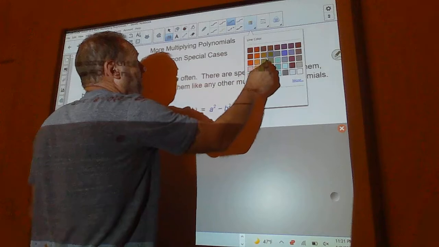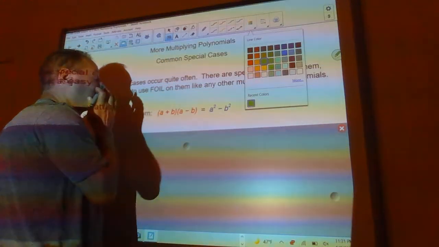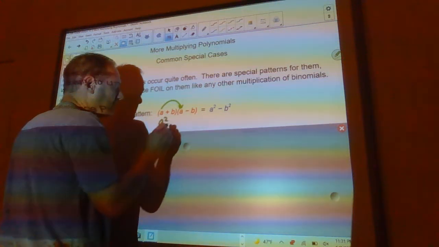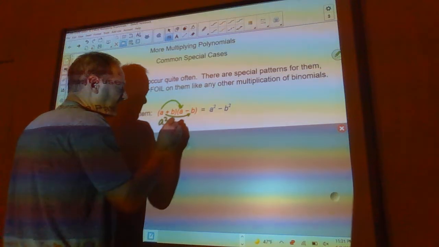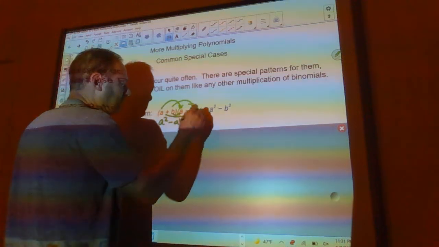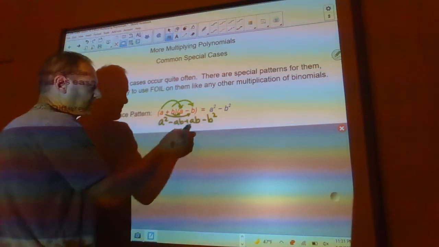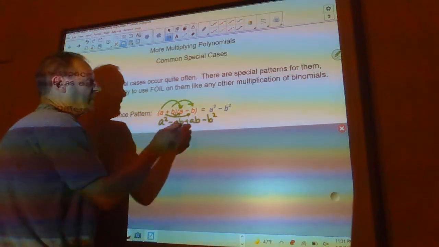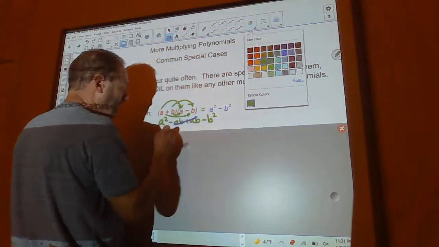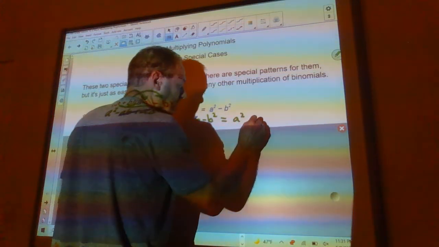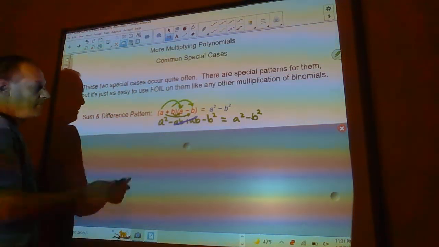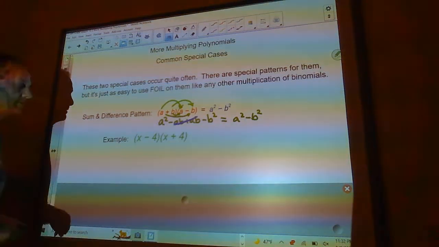Now we can actually prove this pretty simply. If I take this and I FOIL it, first would be a squared. Outside would be minus ab. Inside would be plus ab, and last would be minus b squared. And then look what happens here. Negative ab plus ab just cancels out. So this goes away, and I'm left with a squared minus b squared. Okay, so there's that. So we've proven that, so we can do that on this one.